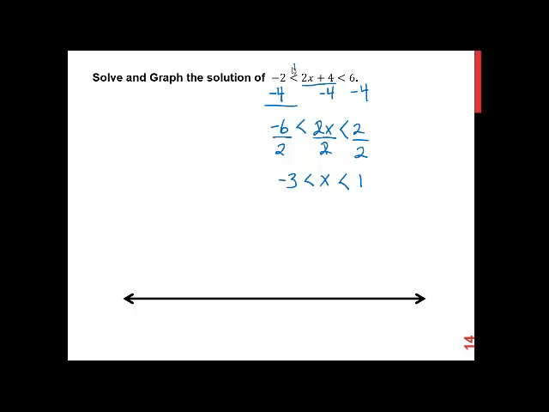I'm going to double check to make sure I didn't mess up my "or equal to's." I don't have any "or equal to's." These are both strictly less than. So I copied those correctly all the way down. I didn't divide by any negatives, so I don't have to worry about flipping signs. In interval notation, that would be from negative 3 to 1. To graph it, I'm going to put an open circle at negative 3 and an open circle at 1, and I'm going to fill in the area in between.